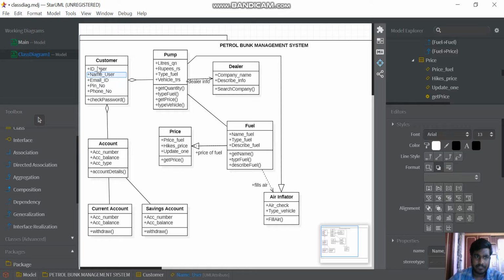This is the association line, the line used to link a class with another class. These are the inner attributes used inside the class. And finally, the last sub line is the operations used for each class.